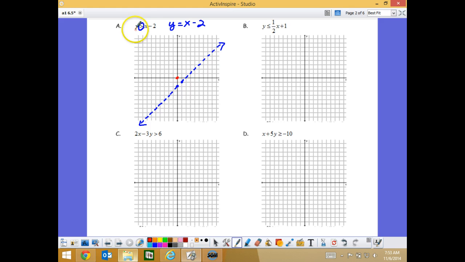So when we plug in 0, 0, we're going to plug 0 in for both y and x. Is 0 greater than 0 minus 2? And the answer is yes. That is true. So in this case, that means 0, 0 should be in our shaded region. So we're going to shade the side of the line that 0, 0 is in.